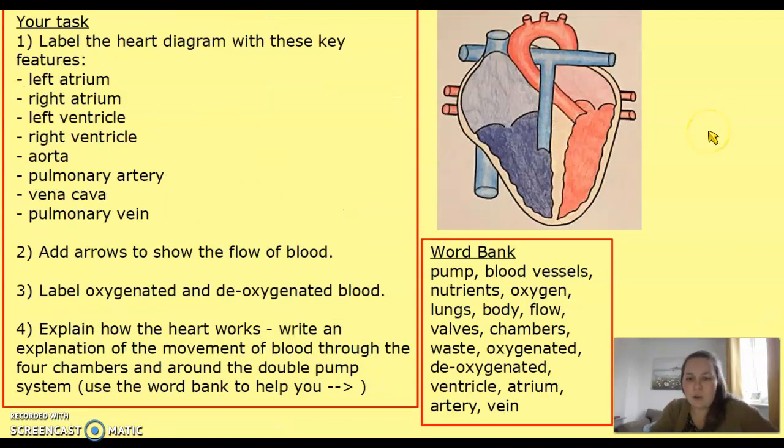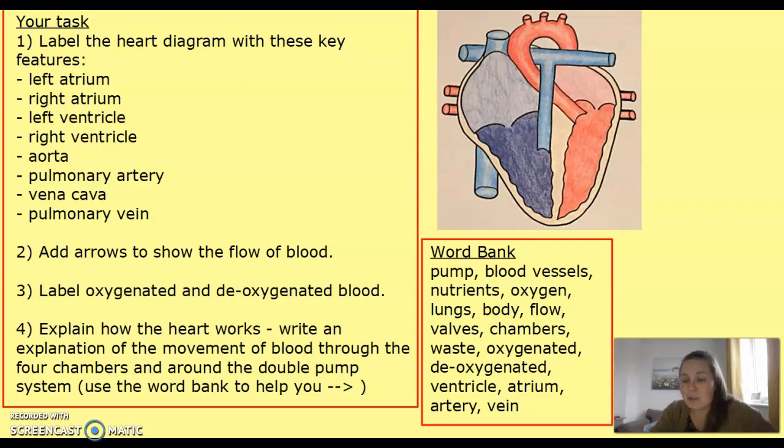Let's have a look at what your task is then. So on your sheet, you have got a diagram of the heart, which looks just like this. And I want you to label it with the key features, okay? So you've got your left and right atrium there at the top, left and right ventricle at the bottom, those main arteries and veins that we've just talked about. And obviously you can flash back to the last page of the video, you can stop there and you can have a go at your sheet.